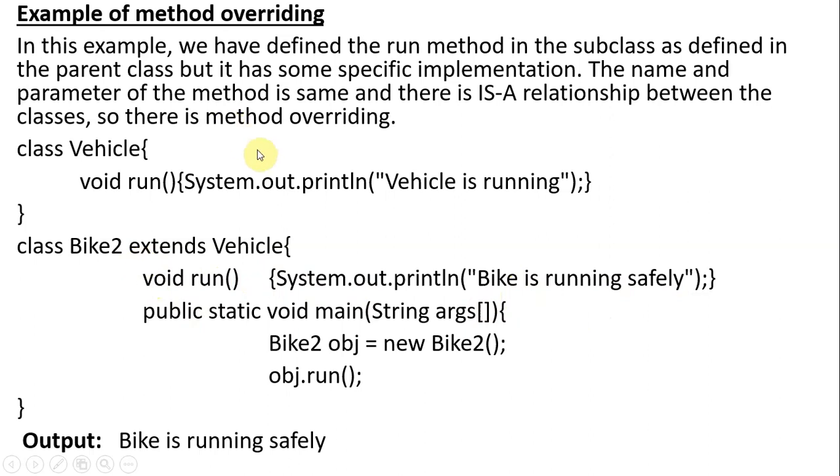By this run method I can understand how a vehicle is running. By this method I can understand how a bike is running. So the same method with a different implementation. Here vehicle is running, here bike is running safely. When we create an object and call the method, the subclass method is invoked first. If you want to call the superclass method, you can use the super keyword.